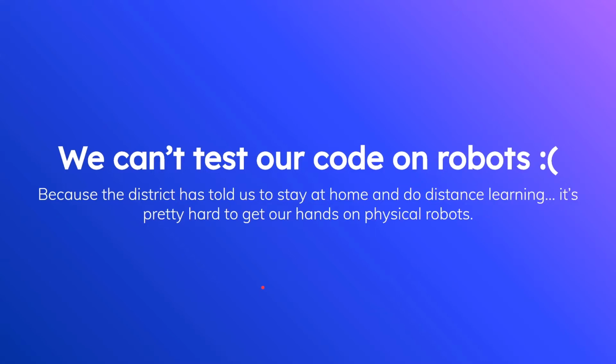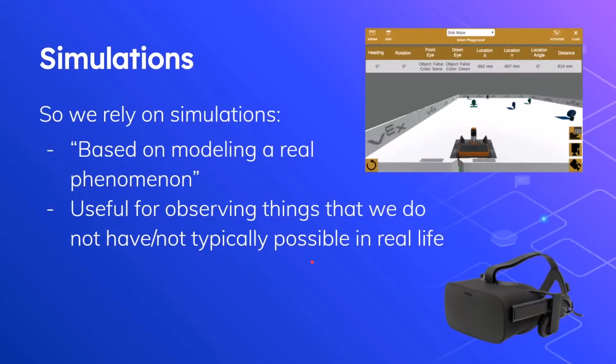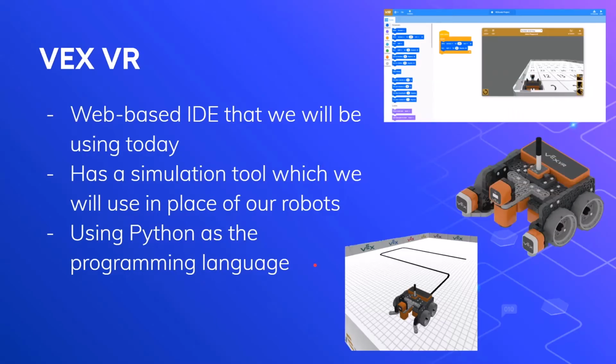So because we're in quarantine, we can't really test any code on our robots. So instead, we're going to be using a simulator. Simulators are fun because we're able to replicate programming and testing code, but maybe not the most accurately. It's kind of self-explanatory, but you do get an idea.